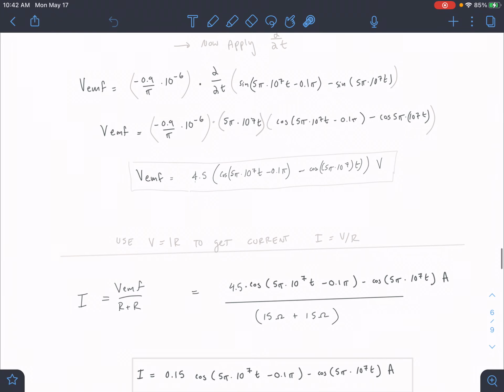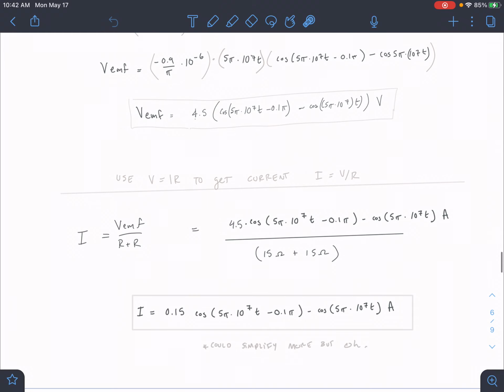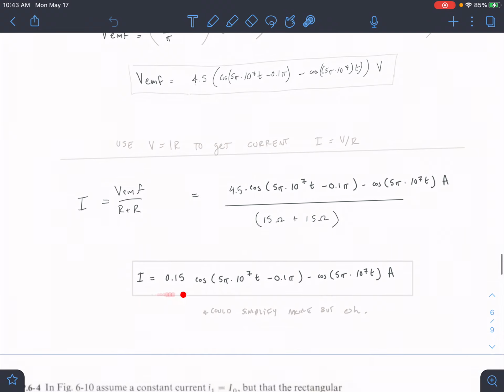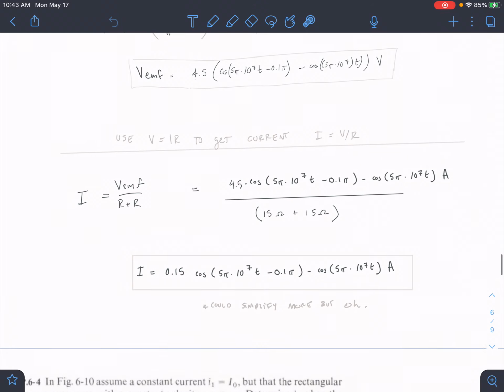Okay, so essentially we get our full value for the EMF, and then to find our current, all we need to do is divide by the total resistance in the circuit. So again, this is just Ohm's law, V equals IR, rearranged a little bit to get our current. So divide our EMF voltage by the total resistance, and then we can end up with our current expression. You could simplify this a little bit more, but this is okay.